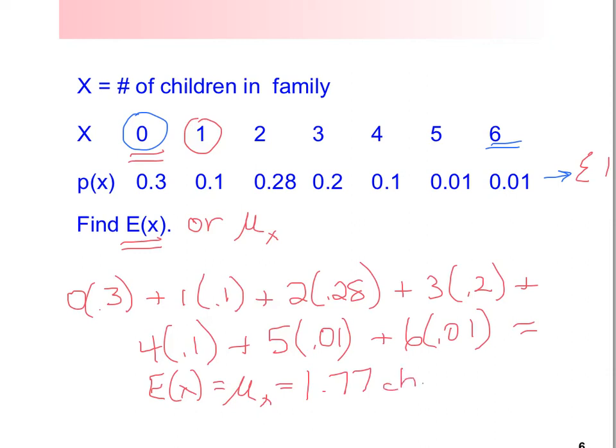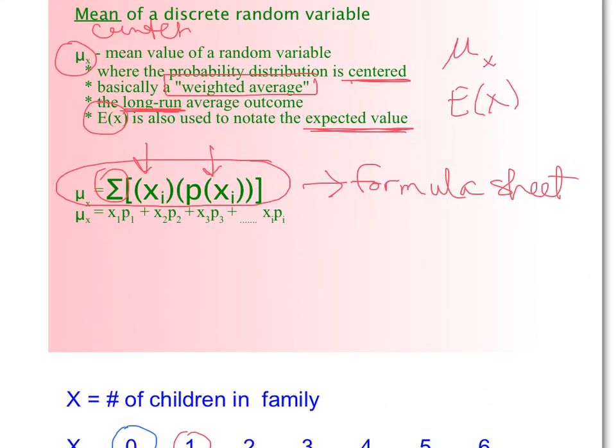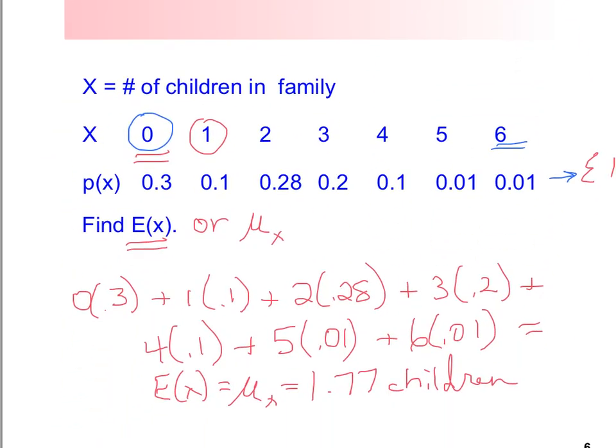Now, it's a discrete random variable, but the average can be a decimal. Okay, so if we go back up, I think it's important for you to add here that this can be a decimal. The random variable itself is discrete, and obviously no one can have 1.77 children in their family, but it is a long run average. So that's why the decimal is okay.